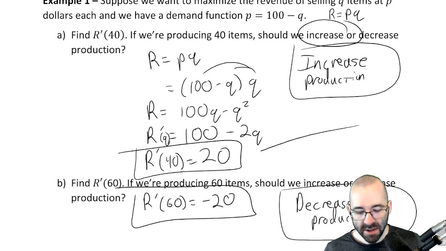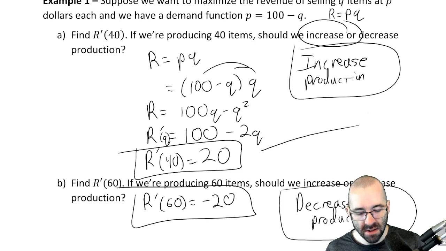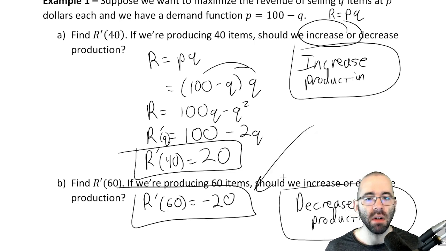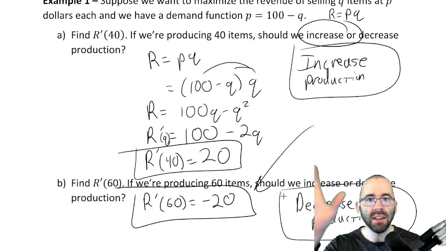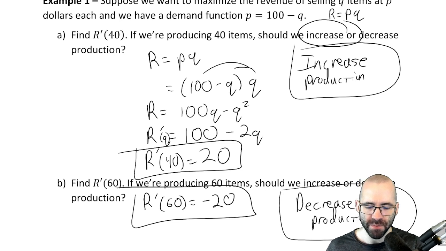And so sometimes it's worth it. Sometimes we sell enough more items that the decrease in price is still worth it. And sometimes, like in part B, the price decrease is too big and it's bad.